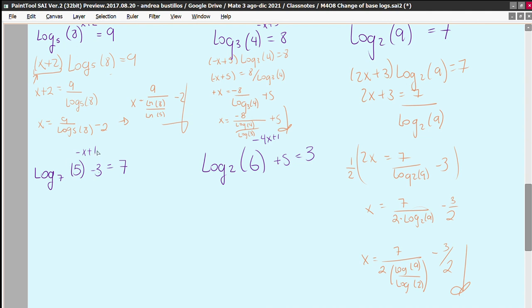Another example. In this case, notice that not only is the exponent here, but I have things getting in my way. So first things first, I'm going to apply the power property. Minus x plus 1 times logarithm base 7 of 5 minus 3 equals 7. The first thing that's getting in my way is that these two terms are multiplying each other, but this one is subtracting. So I'm going to add a plus 3 on both sides to cancel it.